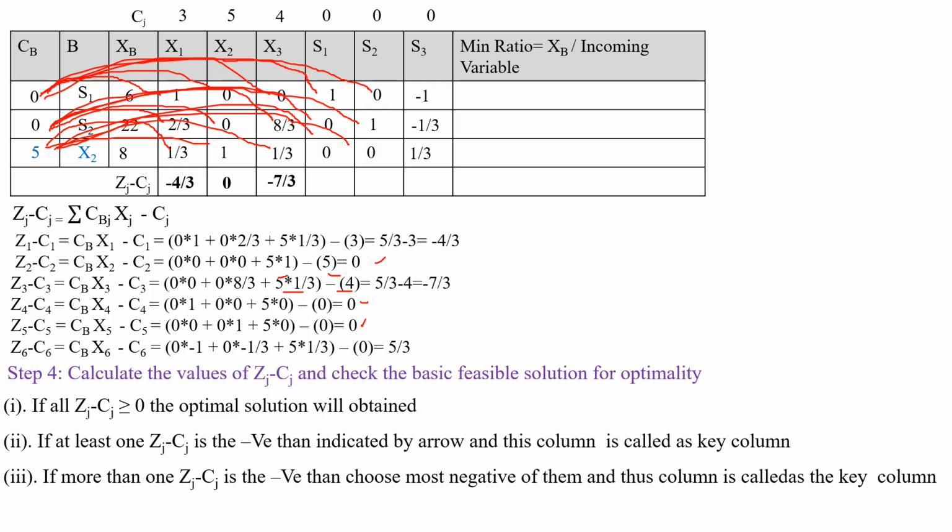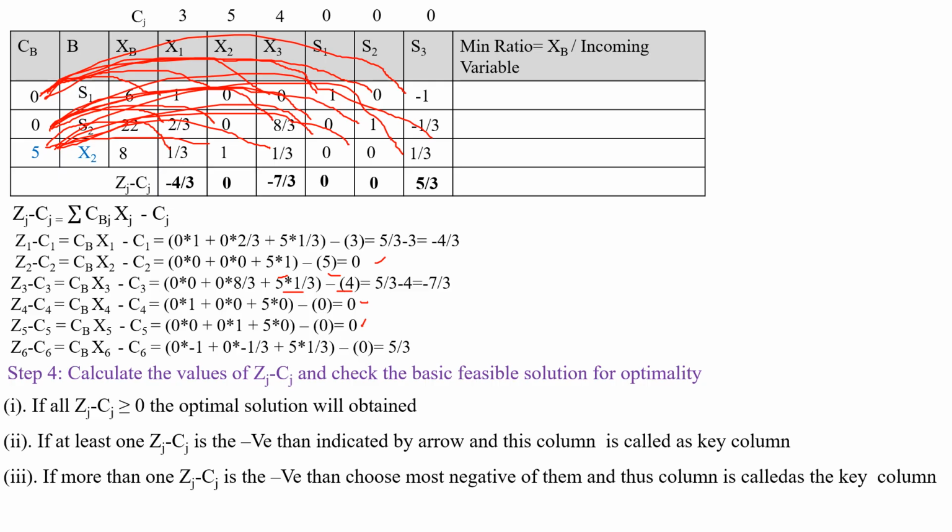Next one is Z6 minus C6, which is equal to 0 into minus 1 plus 0 into minus 1 by 3 plus 5 into 1 by 3 minus 0, which is equal to 5 by 3. So here observe that not all Zj minus Cj are greater than or equal to 0. So we have not obtained the optimal solution.